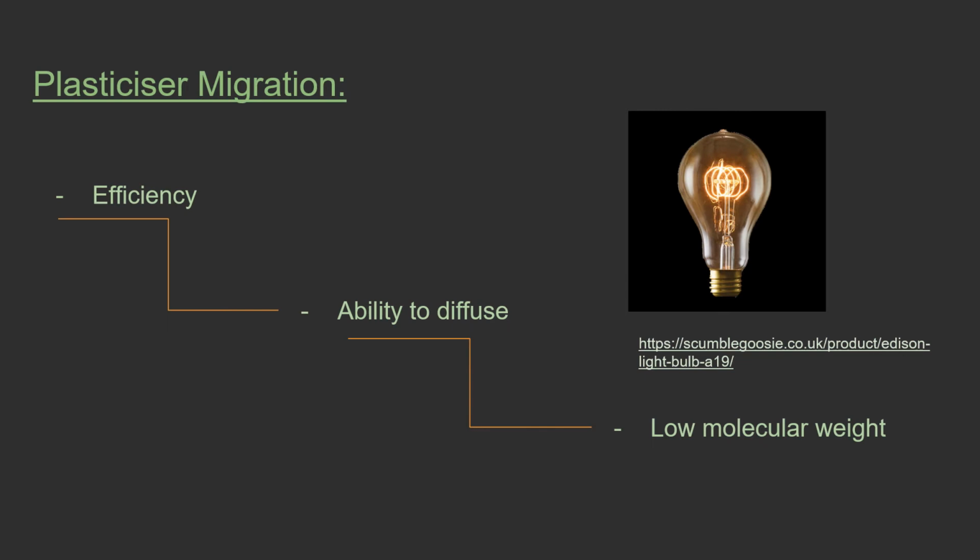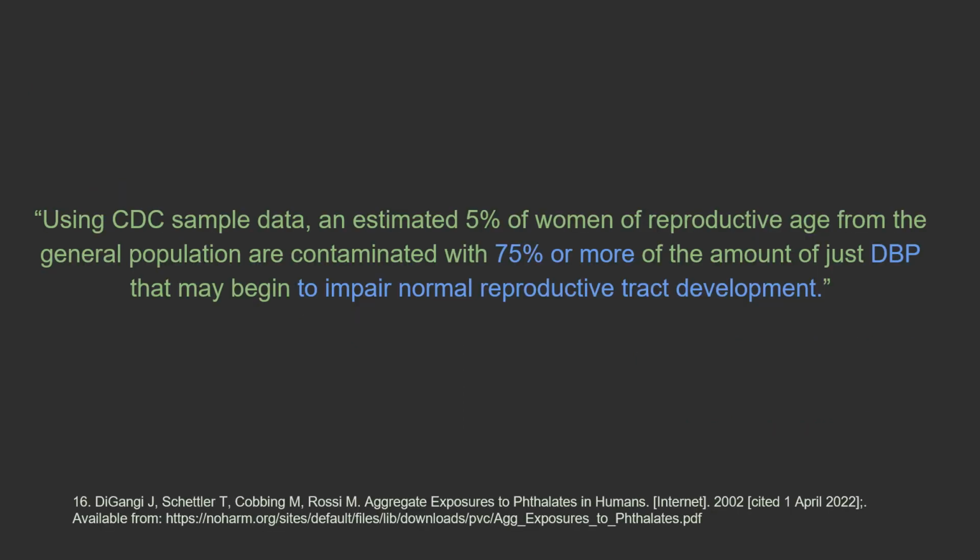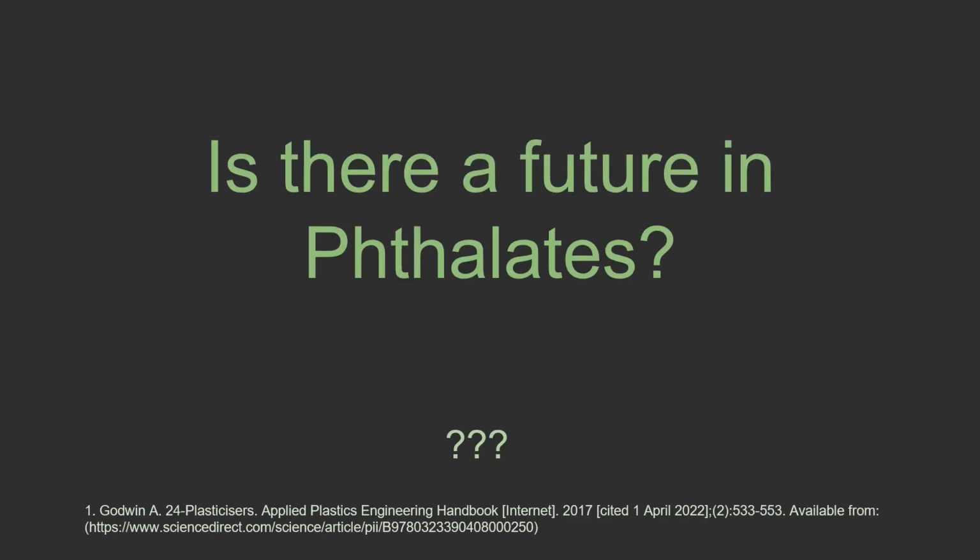I guess this is kind of a light bulb moment for any of you wondering why phthalates were used for so long if they're so dangerous. It's just because they're so efficient at what they do. And just whilst we're talking about DBP and exposure, here's a statistic from 2002, and if you read it you can definitely understand why there was such a worry about phthalates affecting infants.